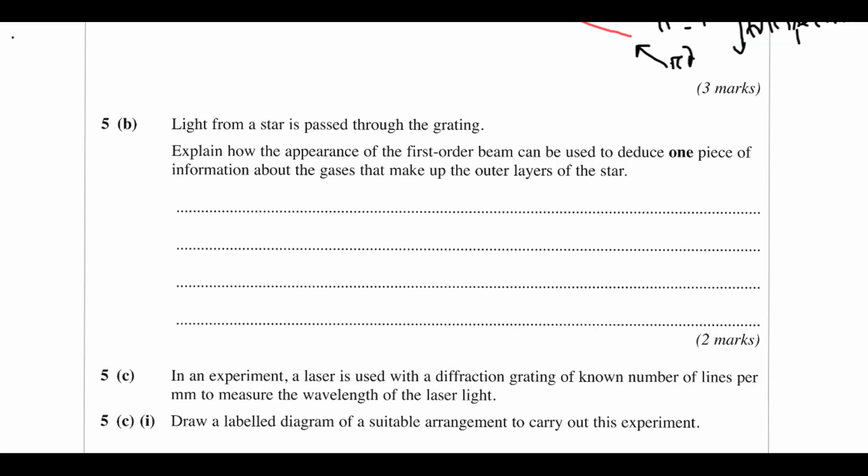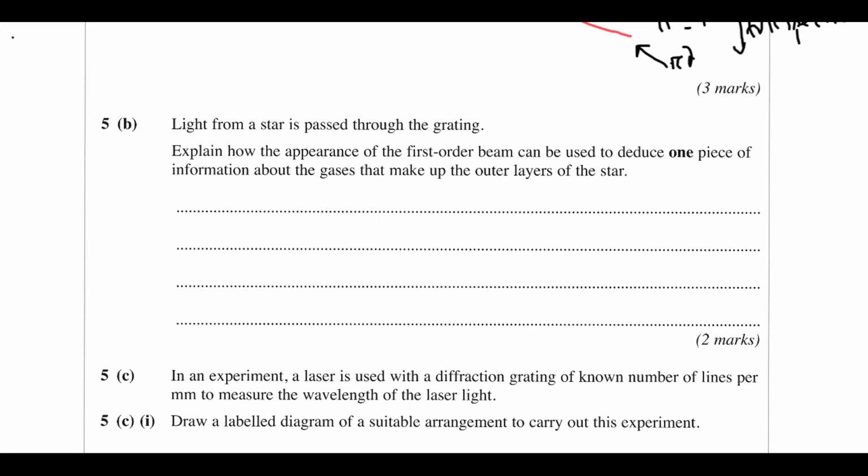So light from a star is passed through the grating. Explain how the appearance of the first order beam can be used to deduce one piece of information about the gases that make up the outer layers of the star. So when we use a diffraction grating, it would split up the light into its different wavelengths, so you get all the colours of the spectrum in theory if the star is emitting white light, but there'll be some missing wavelengths where the outer atmosphere of the star has absorbed the radiation. These are called Fraunhofer lines, and that's where you actually get the information from. So let's put that down.